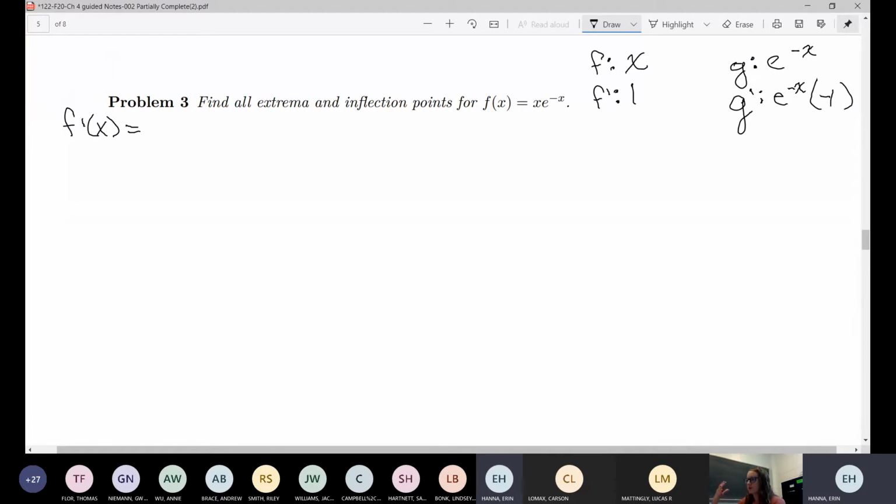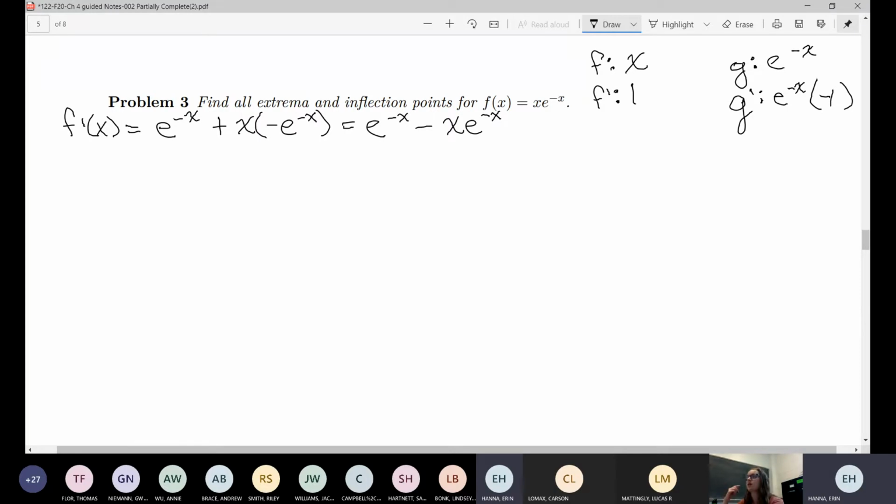So then if we put it together using our product rule, f prime g plus f g prime, we'll have 1 times e to the negative x, so I'll just write e to the negative x, plus x times negative e to the negative x. So e to the negative x minus x e to the negative x. Now, the next thing we would have to do is set this equal to 0 and see if it's ever undefined.